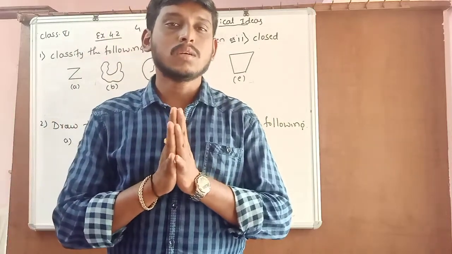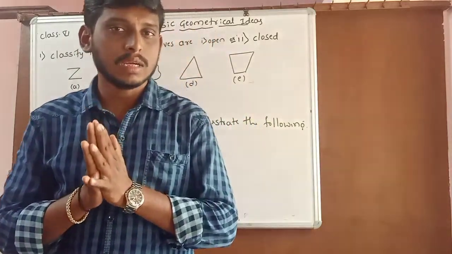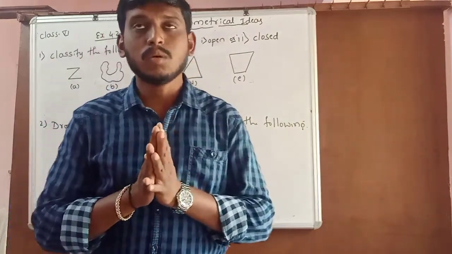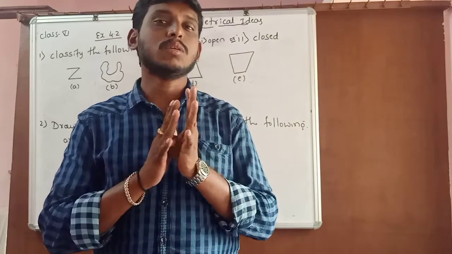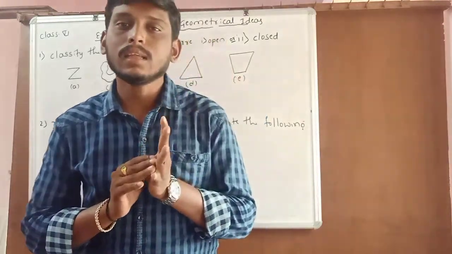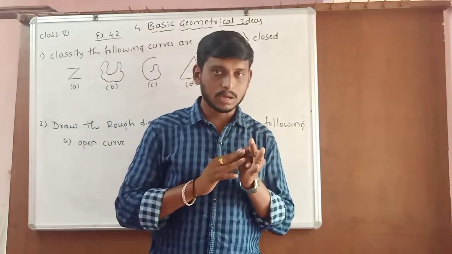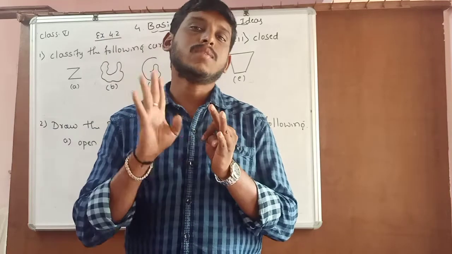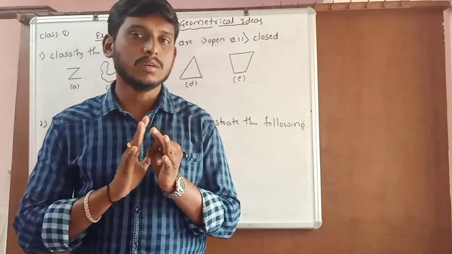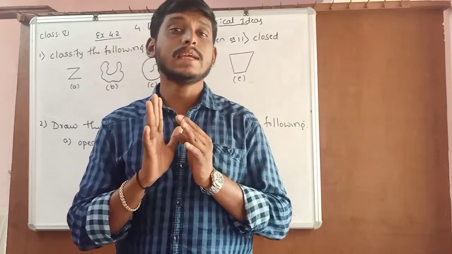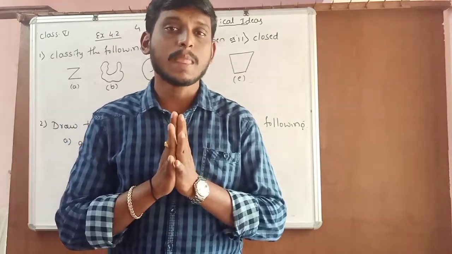A closed geometrical figure made up of only line segments is called a polygon. In polygons, we discussed the types of polygons. Triangle: a triangle is nothing but a polygon containing three line segments. Next one, quadrilateral. What do you mean by quadrilateral? A polygon containing four line segments is called a quadrilateral. Next one, pentagon. A polygon containing five line segments is called a pentagon.